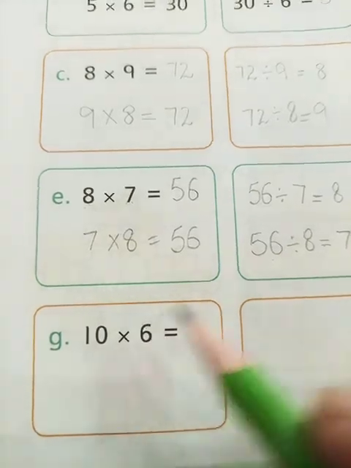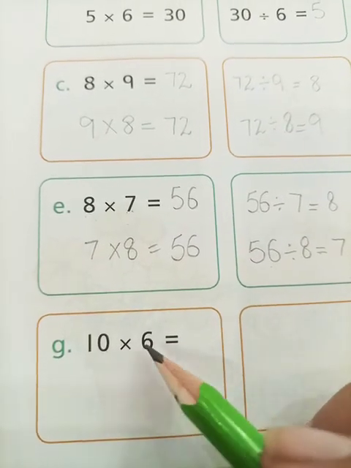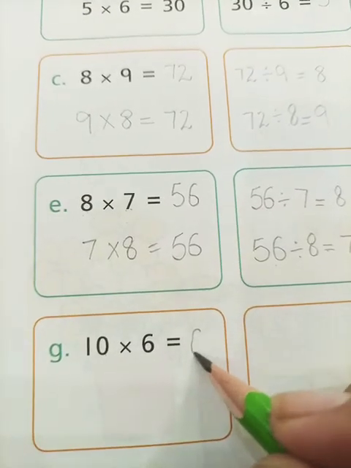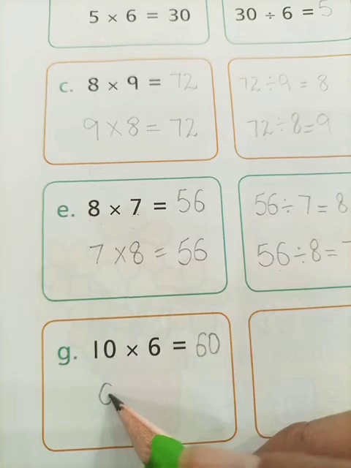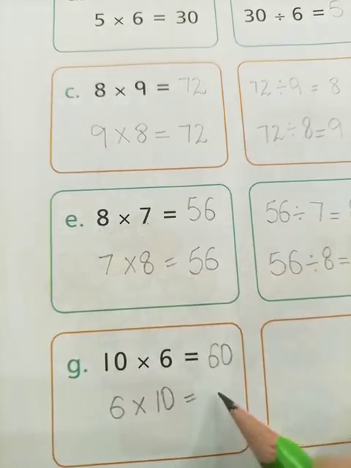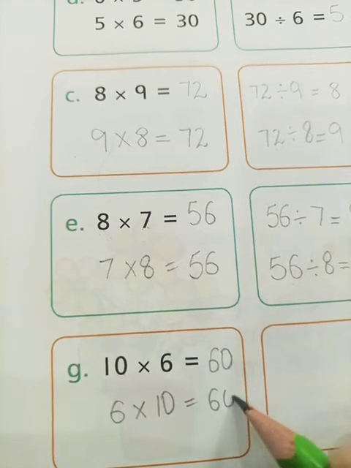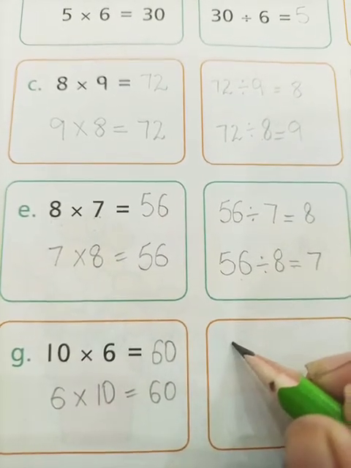Here is the part G. So students, here we are going to multiply 10 with the 6. Read the table of 10 till the 6. 10 6s are 60. Very good. In the next step, we are going to reverse these two numbers. 6 10s are again 60. Okay. Now students, we are going to reverse these numbers here.